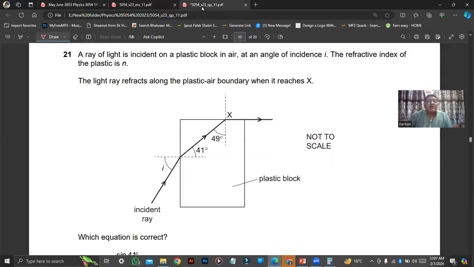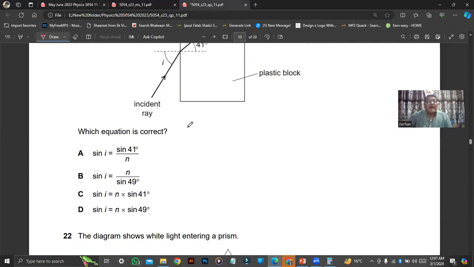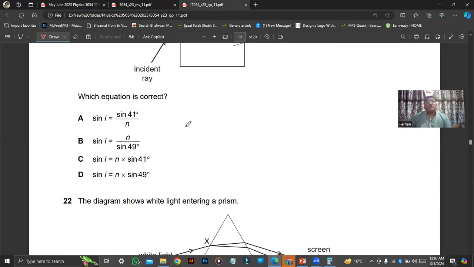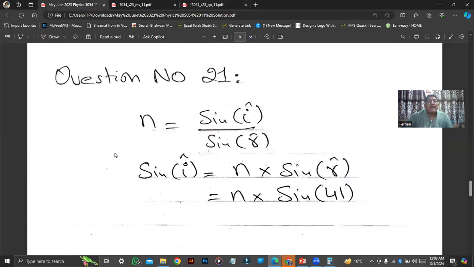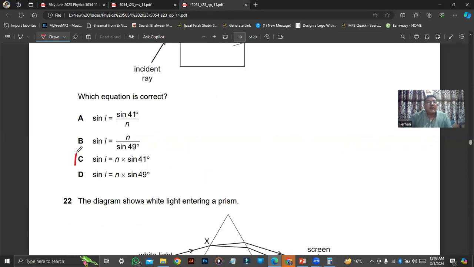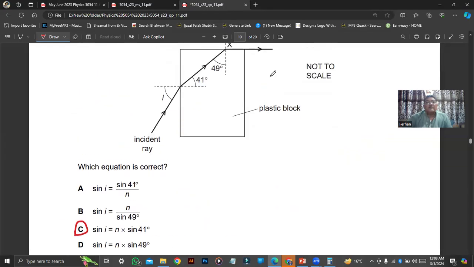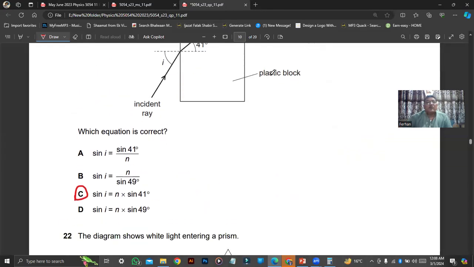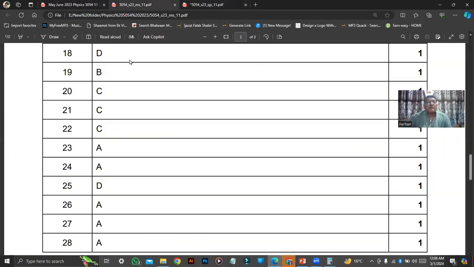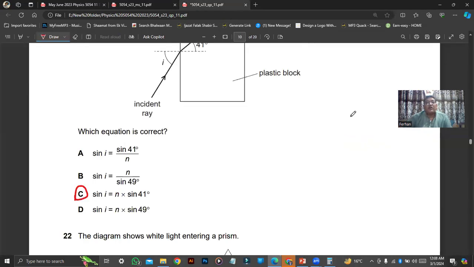The value of the refractive index, we don't have to calculate this value. You just have to write down the formula. So the sine i will be equal to n multiply sine 41. So I think C is the right option. C is the right option, sir. So let's check, question number 21, C is the right option.